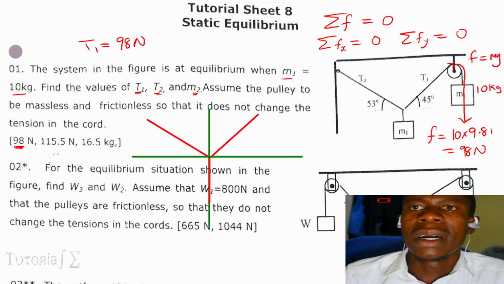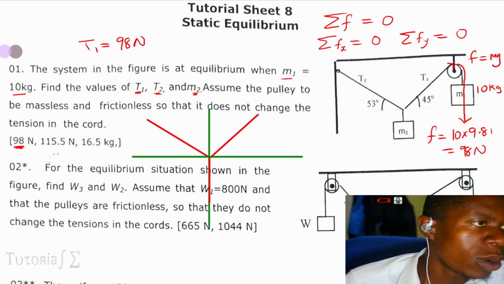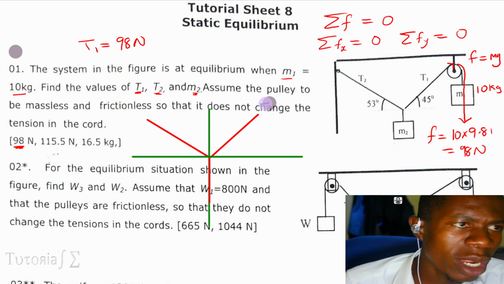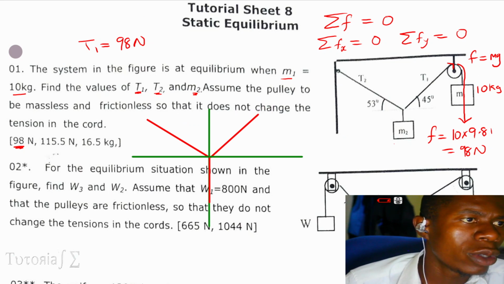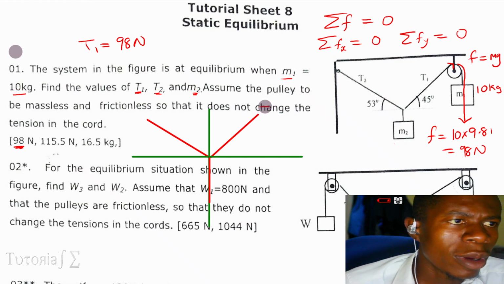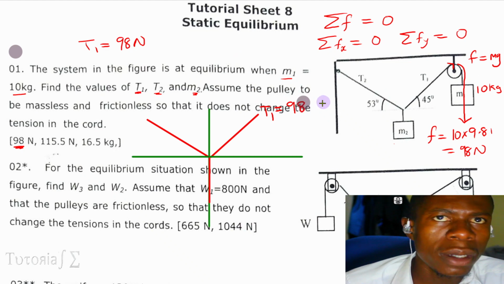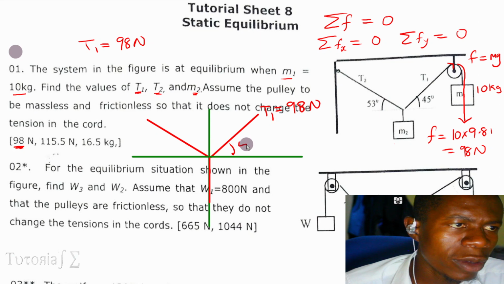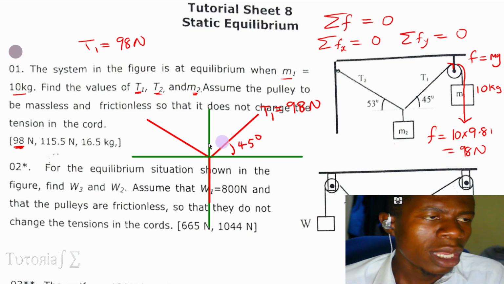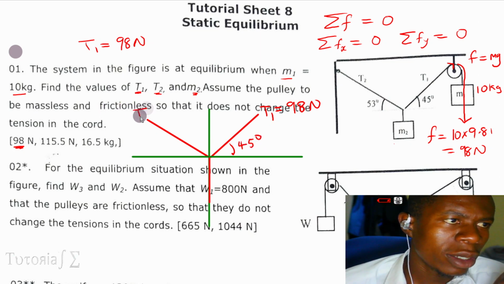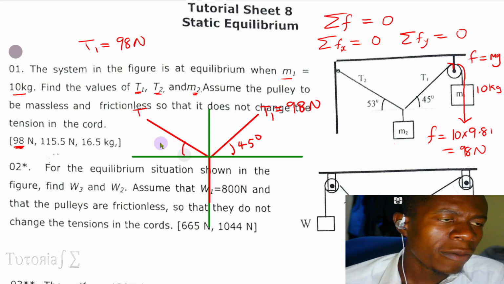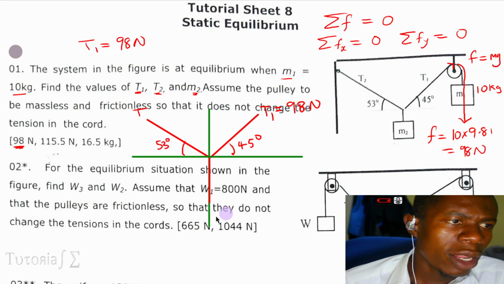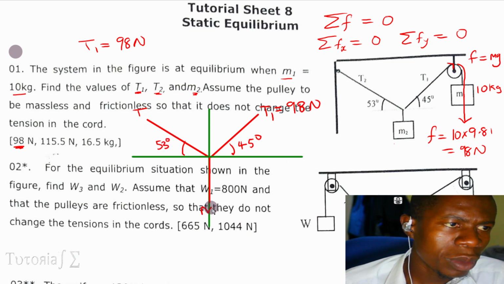All right, I have managed to pull it up. So basically we have tension 1 here, which is 98 newtons, and it is suspended at 45 degrees from the horizontal. Then we have tension 2 there, which is suspended 53 degrees from the negative horizontal. And we have our M2.